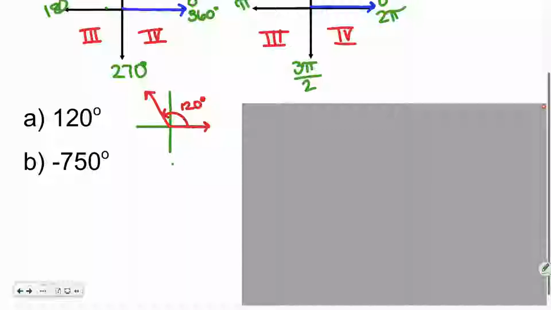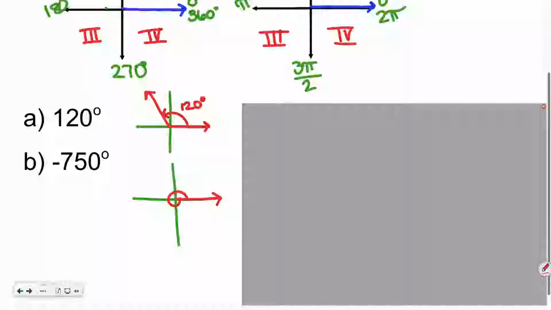Okay. Now, in part B, we have a negative angle. Negative. That means we're going to have to rotate what? Okay, we are going to have to rotate clockwise because that would be the opposite direction. Now, is 750 bigger than 360? Yes. It is. So this is going to be more than one rotation. Okay? So here we go. All the way around once would be negative 360.